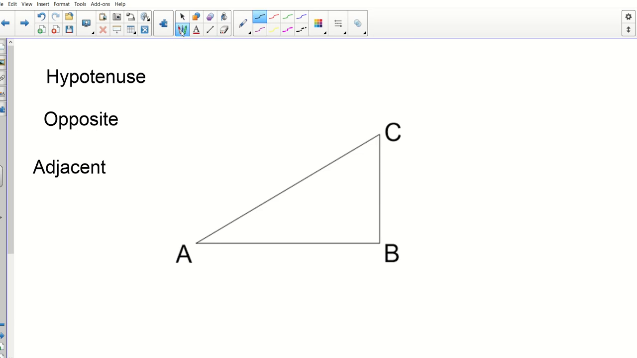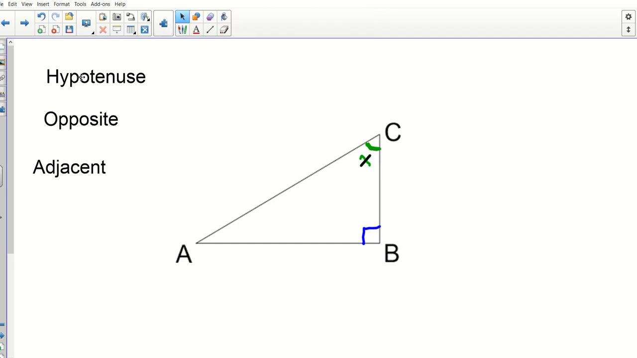So let's take a look at this example. I have triangle ABC. We will indicate that it is a right triangle by putting our right angle mark there. If my reference angle is angle C up here, which I'll call X, how would I label the sides?